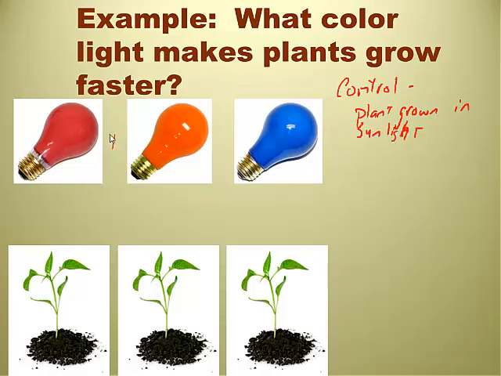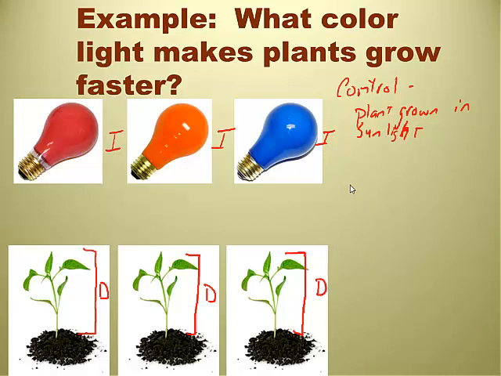Now the independent variable would be the different color lights that we're using, right? Right, I'm using a red light, an orange light, and a blue light. Because the independent variable is what we could change, we could swap out other colors if we wanted to. So those are the independent variables. The dependent variable would probably be how tall the plants actually grew, because the dependent variable is the results of the experiment. It's the thing where you want to see if this depends on that.